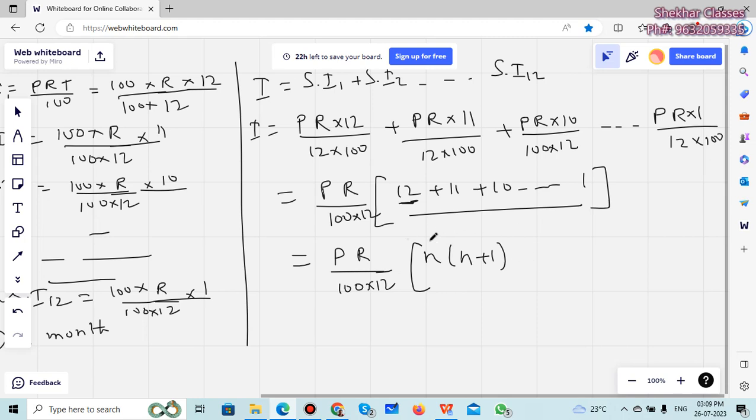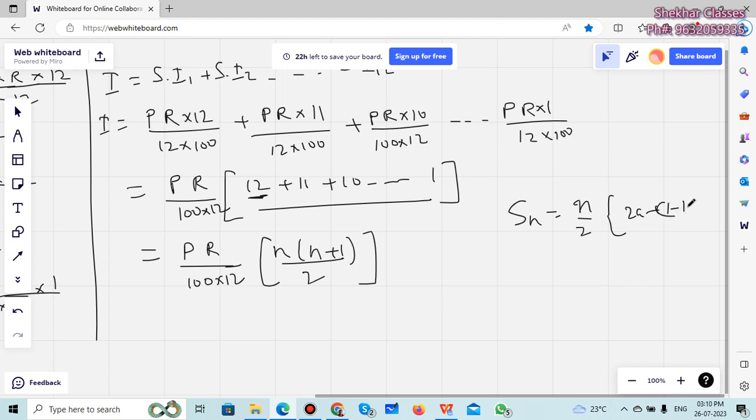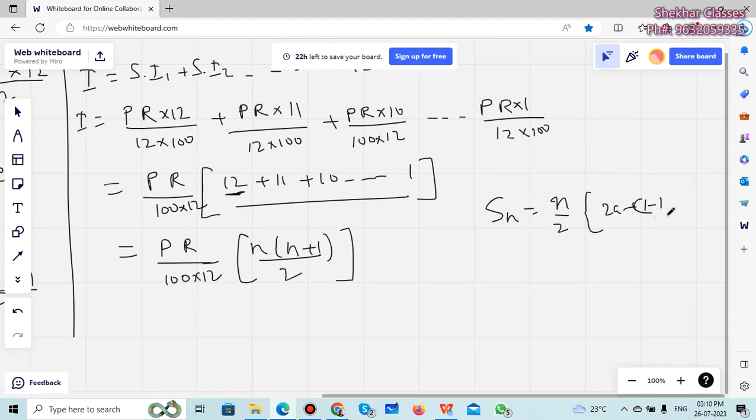So I'm putting a general formula for this one. I'm not writing and putting the value there. I'm just telling you how much that will be: n into n plus 1 by 2 here, right? Because we are adding them. Remember, n by 2. Okay. We can see the sum up to n terms is n upon 2 into 2a plus n minus 1 d. So what is n in it? n is 12 in this case, right?